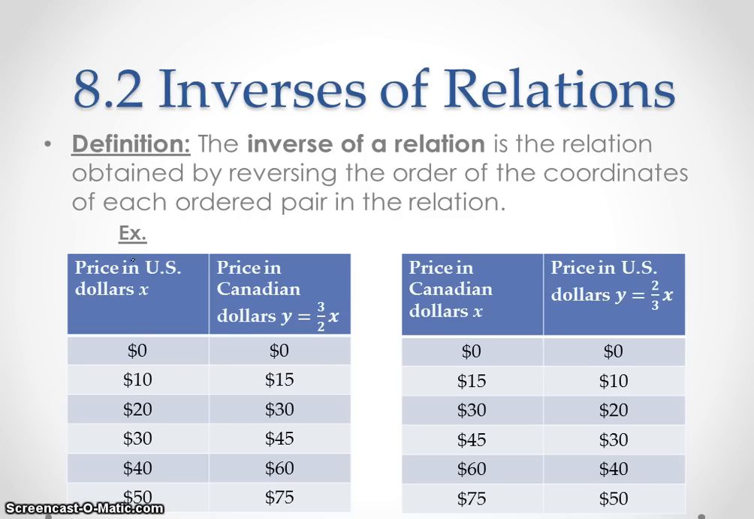Because we live in the USA, let's say we're going to Canada. If we wanted to take our U.S. dollars to the exchange, the bank, or wherever they do it, and say, give me Canadian money, well, if I took $10 in, they'd give me $15 in Canadian money. If I took $20 in, they'd give me $30. So the function here is y equals 3 halves x, $1.50 back for every dollar we give them.